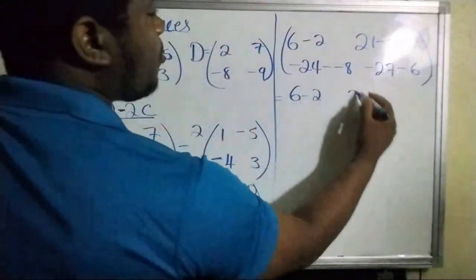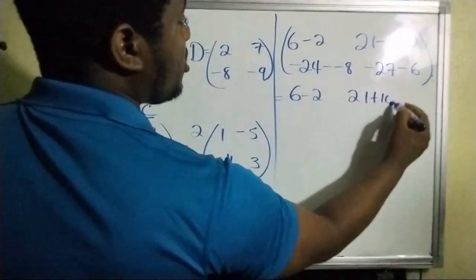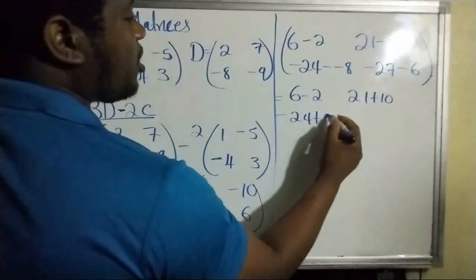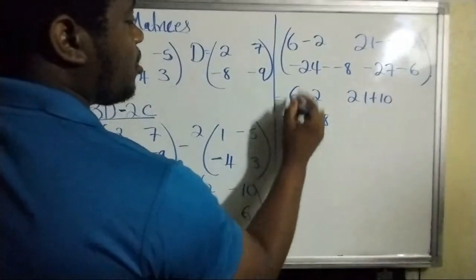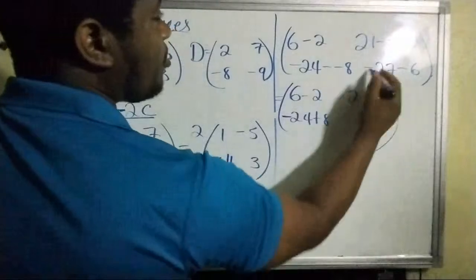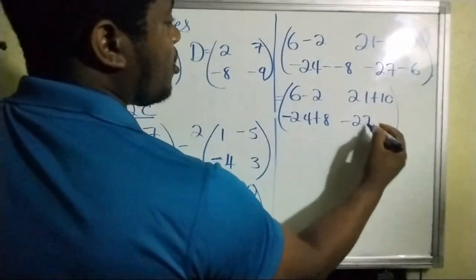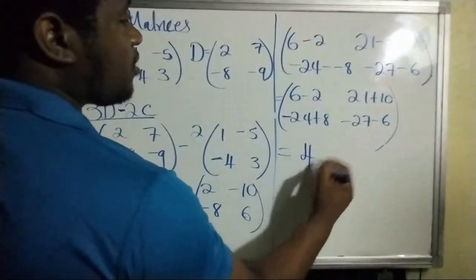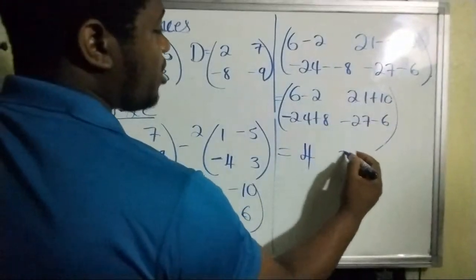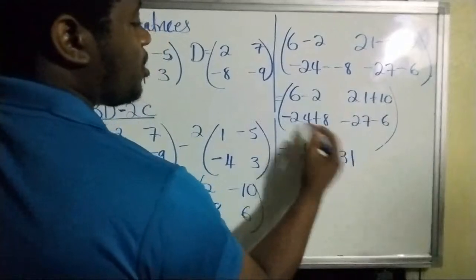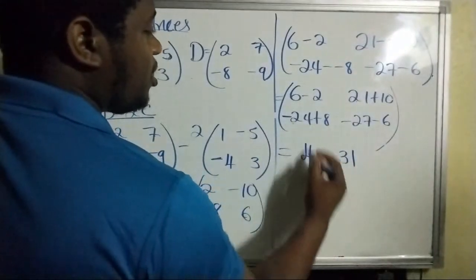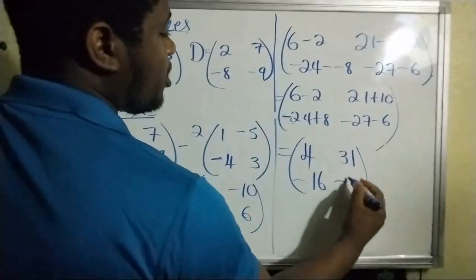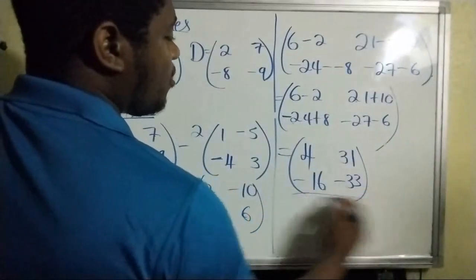This is going to become plus, so it's 21 plus 10, negative 24 plus 8. Just rewrite it with one sign. Both of them are negative. And then we can proceed. 6 minus 2, that is 4. 21 plus 10, that's 31. And negative 24, that's negative 16. And then negative 27, and we add them, both of them negative, so that's negative 33.